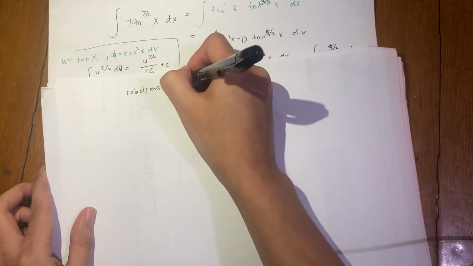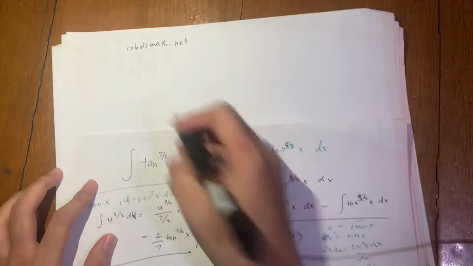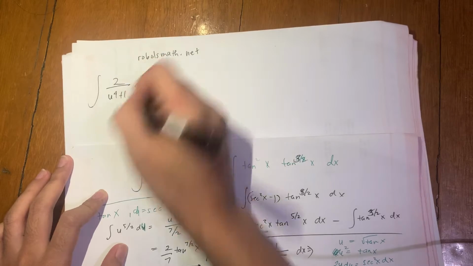you'll see I have already posted a solution quite related to this, which is in fact the integral of the square root of tan x. But let's discuss that solution here. So we are integrating 2 over u to the fourth plus 1 du.